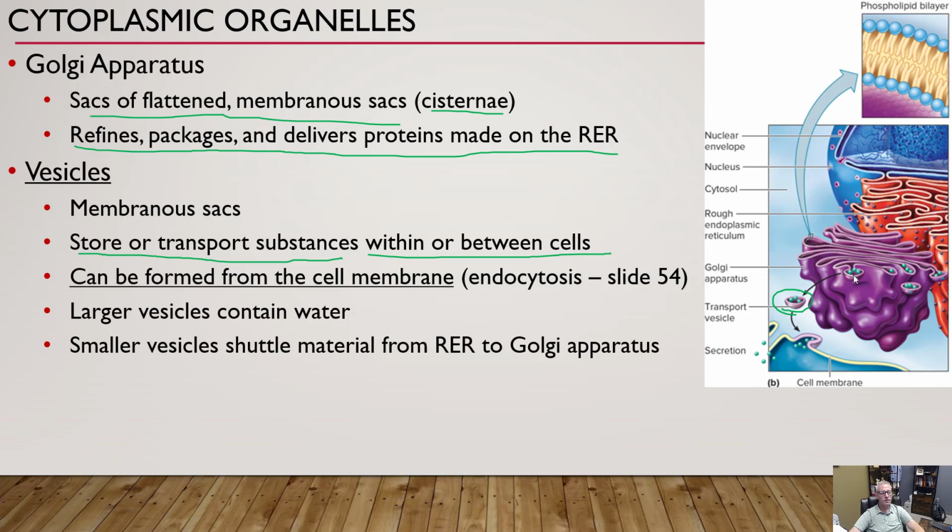And if we are secreting something outside the cell, basically these vesicles will fuse to the cell membrane, and then the contents of the vesicle will be dumped outside of the cell. Some of these vesicles will contain water. Some of these vesicles, in this case, as this picture shows, contain proteins, because that's what's happening from the Golgi apparatus. Some vesicles would contain broken down bacteria.